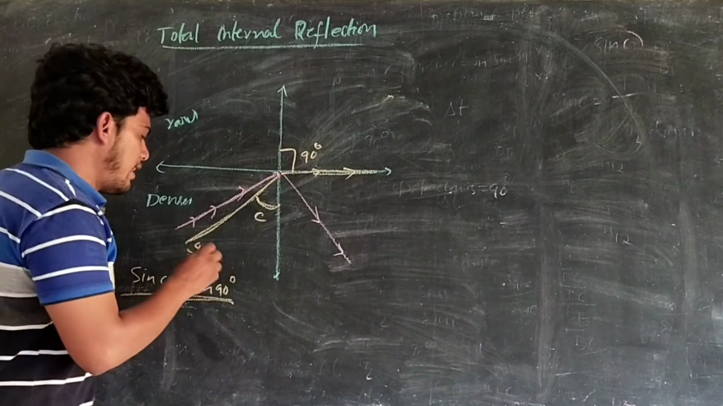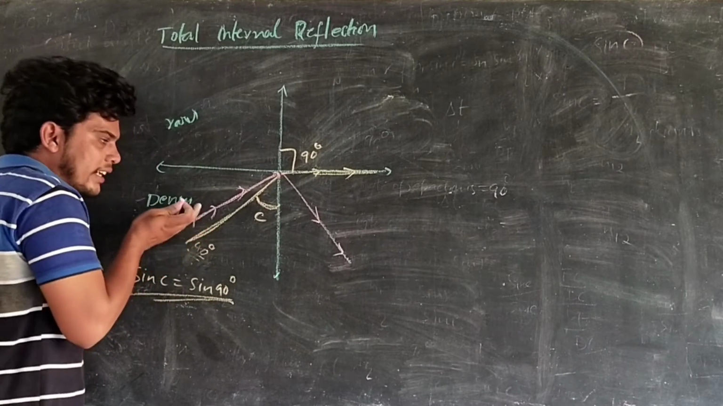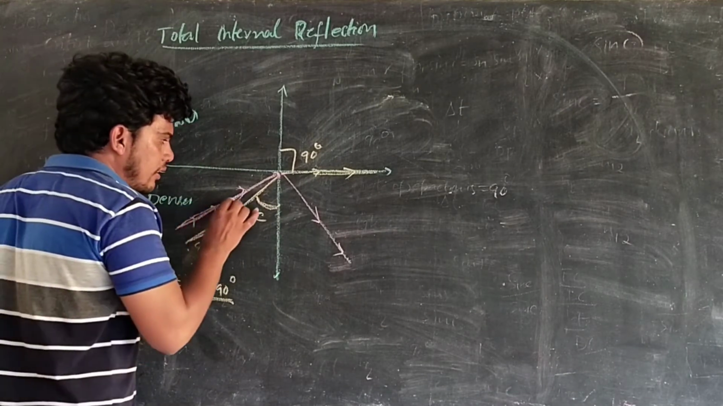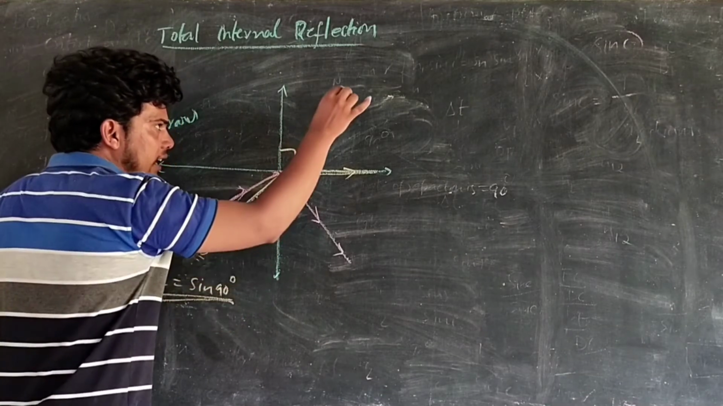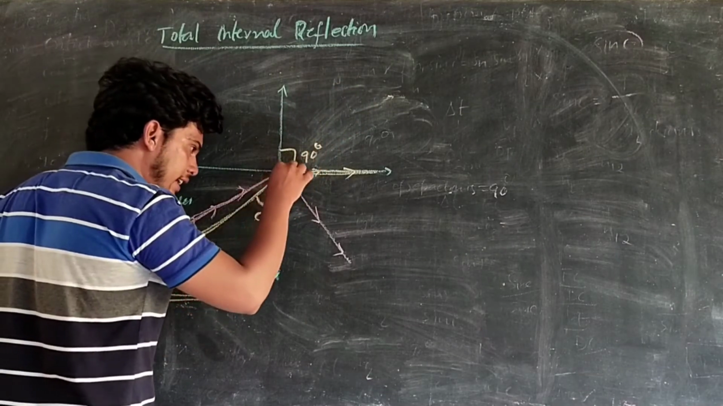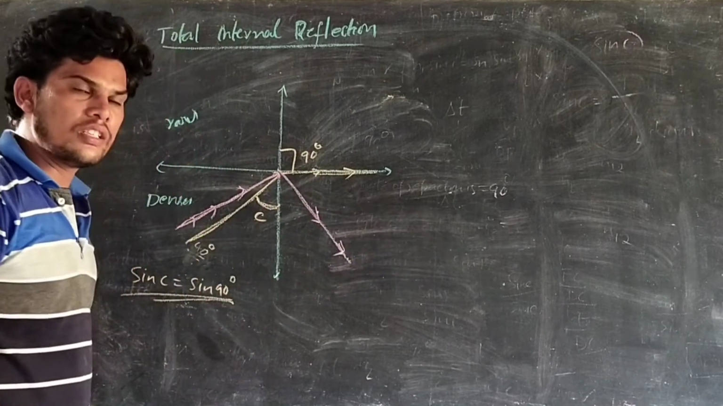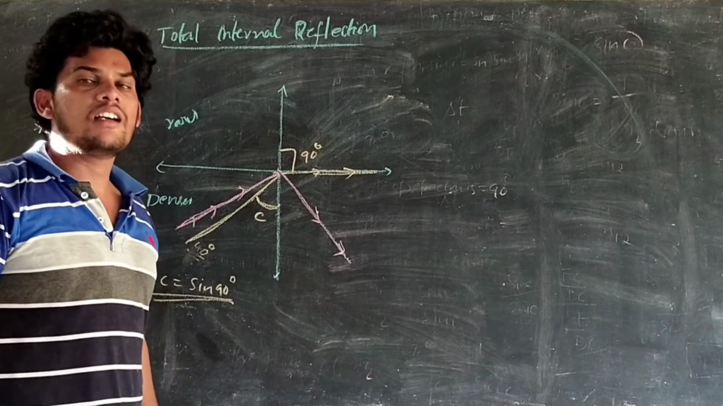So as I said in the example, this is the critical angle. If I increase the incident ray angle more than the critical angle, the incident ray travels through the denser medium, but it does not enter the rarer medium. Without entering the rarer medium, it again reflects into the same denser medium. This phenomenon is called total internal reflection.